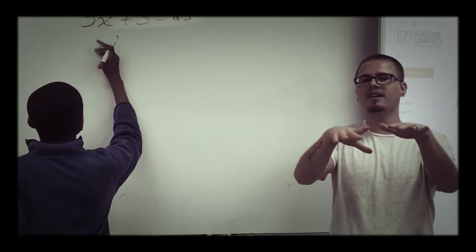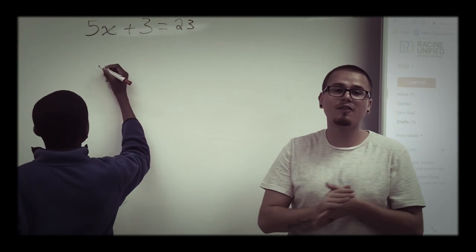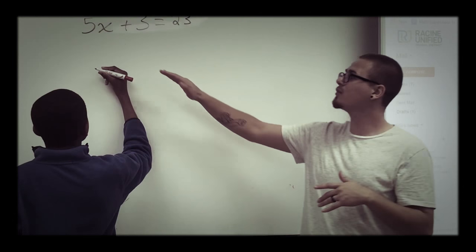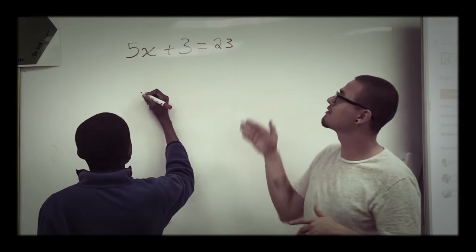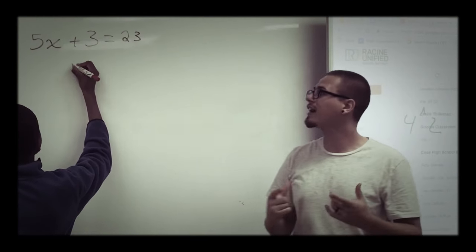Alright guys, Mr. Answer 414, we're out here trying to learn how to solve equations. We got a two-step equation on the board. We got 5x plus 3 equals 23. When you're solving an equation, you want to make sure you get x by itself.